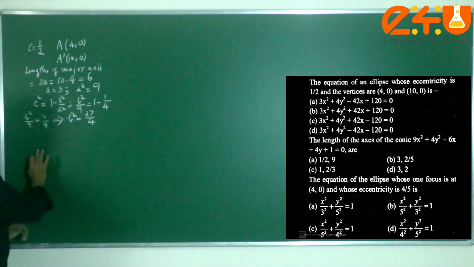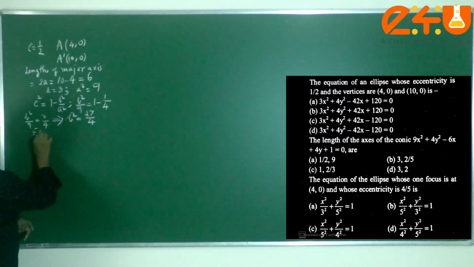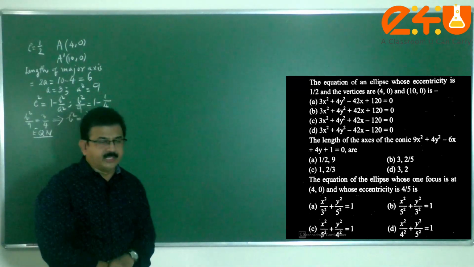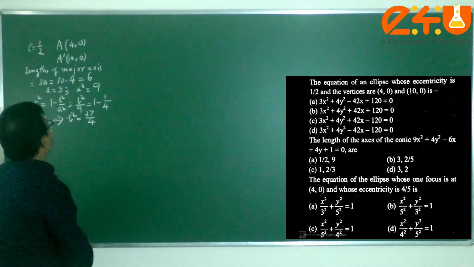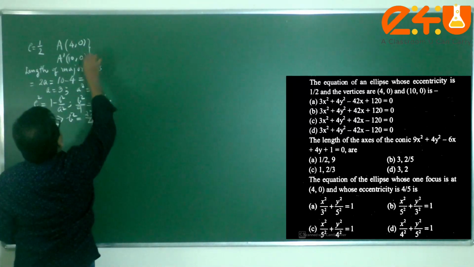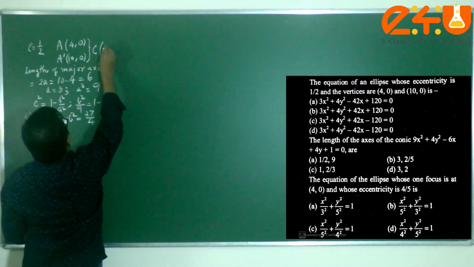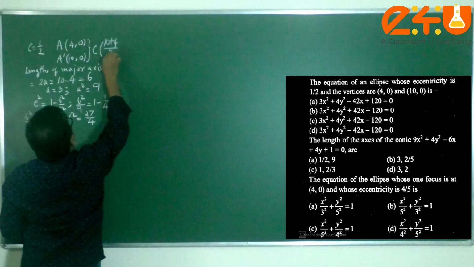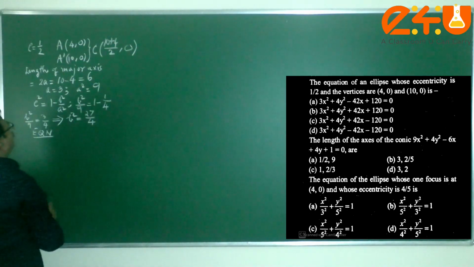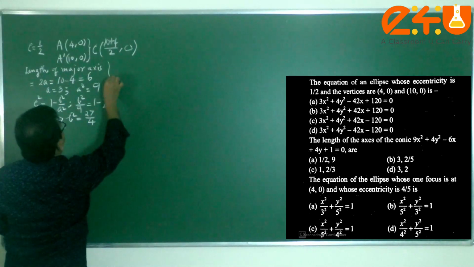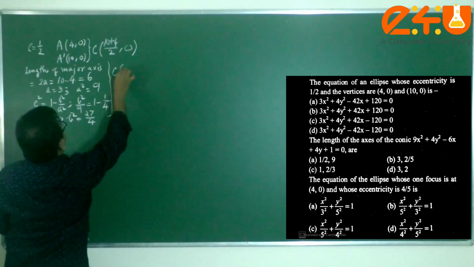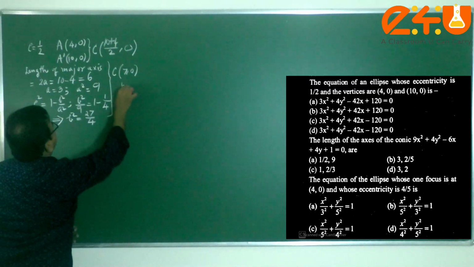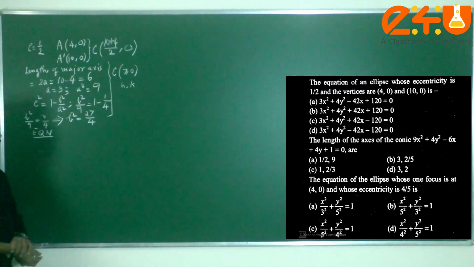Now it's a matter of writing the equation of the ellipse. When we go for the equation of the ellipse, we need the center. That's why I was discussing the center, which is the midpoint of these two. So (10 plus 4) divided by 2, 0. So the center happens to be (7, 0). This is what we will be using as h and k.